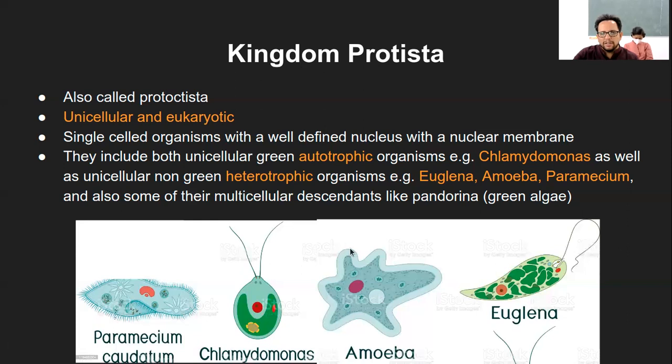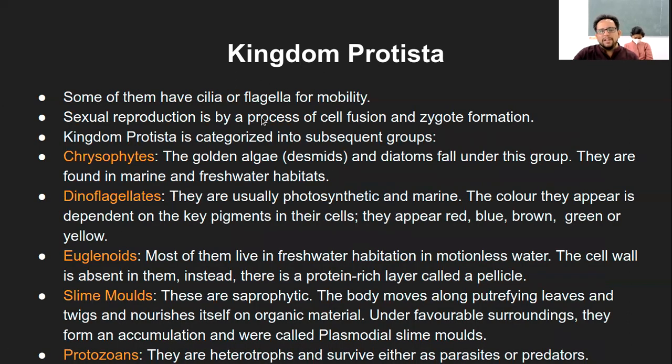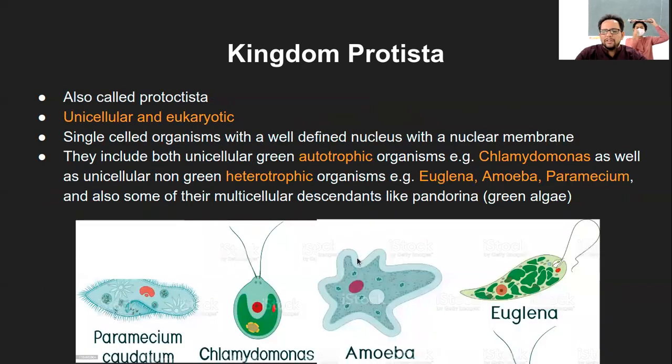So that is the next point actually. Some of them have cilia or flagella for mobility. Whenever they have to move from one place to another, they need these structures called cilia or flagella. And sexual reproduction happens by a process of cell fusion and zygote formation. So some of them reproduce sexually, and some reproduce asexually. Sometimes they just undergo binary fission. They will duplicate everything, accumulate everything, and then separate into two cells. That is what binary fission is.